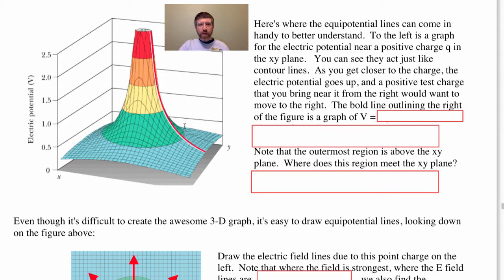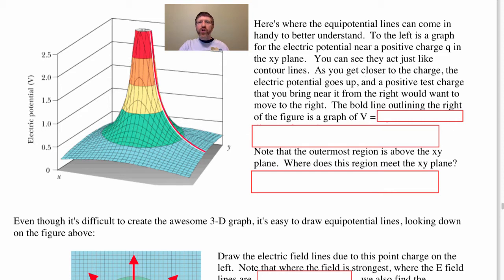These circles that go around right here, this is an equipotential line. Here's another equipotential line, that circle. Here's another equipotential line. And the green is just a range of values. So they act just like contour lines, these equipotential lines.